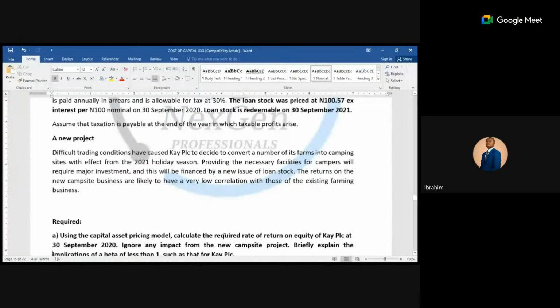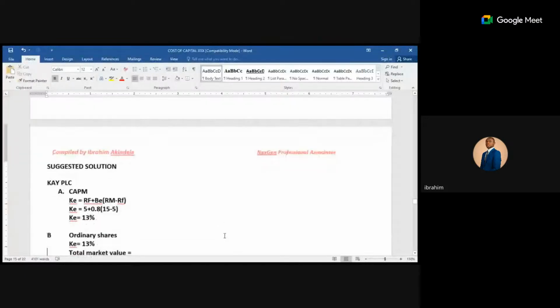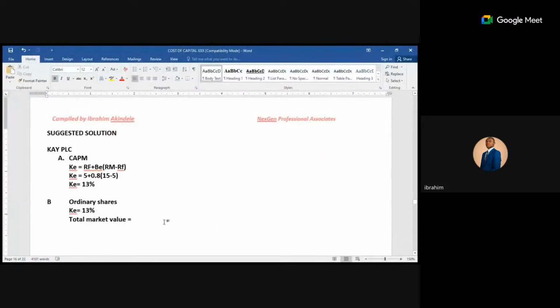Just like the way we did in our previous class. So we have 200 million. Going forward, I may not be writing this, so just master how we arrive at that. Times 3 naira per share, 600 million. So 600 million, we are done with ordinary shares.